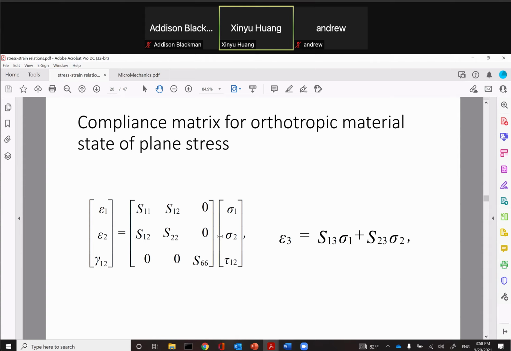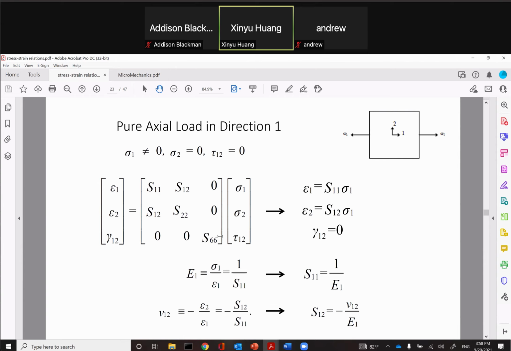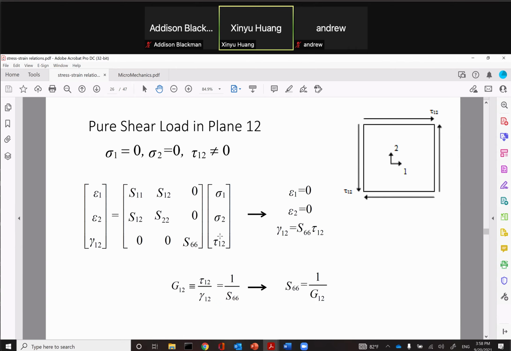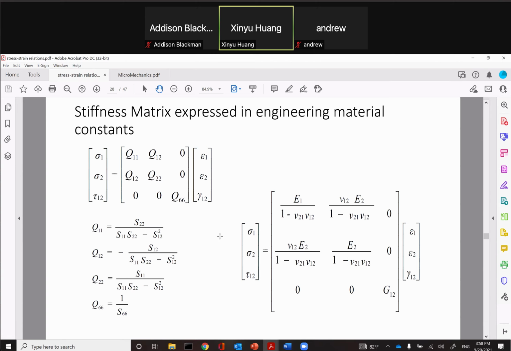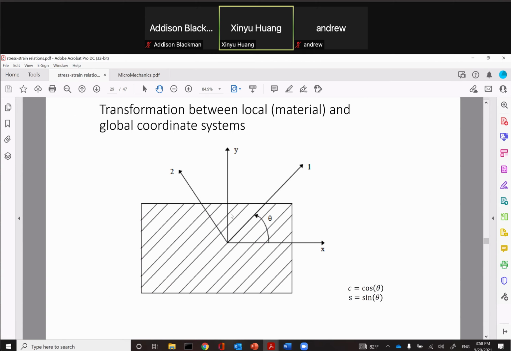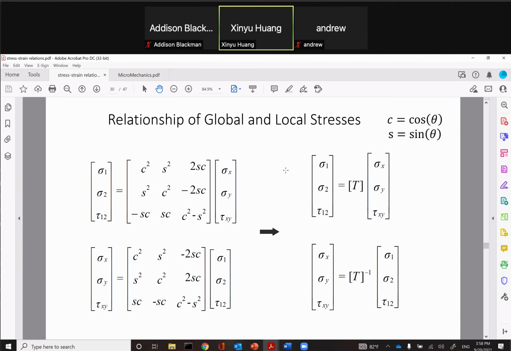Usually it's in this form when you have the 1, 2 axis being the axis of symmetry, meaning 1 is the fiber direction, 2 is the transverse direction. Then the matrix is simple. You have zeros. If you look at the other coordinates, this is the material coordinates. Now, if your material goes 1, 2 direction, that's your plane of symmetry. But if you have to analyze the plate in the XY direction, then you break the symmetry. And we have tools to transform that. Your relationship now becomes this.